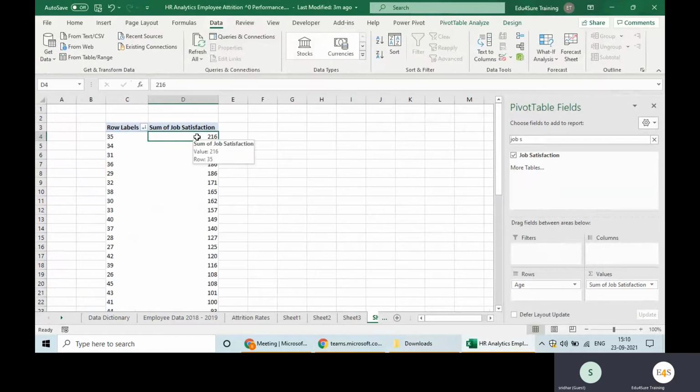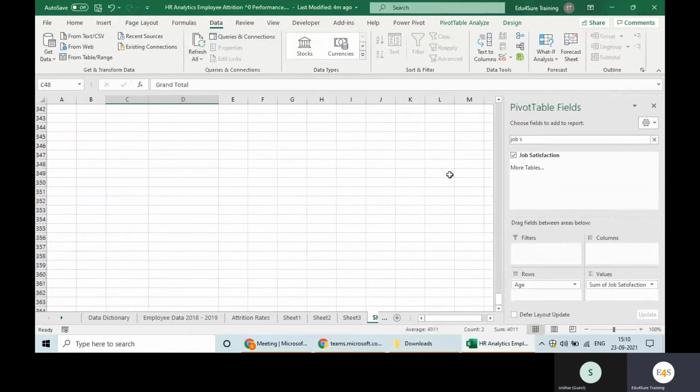So the most satisfied people are at 35. Again, this point is backed up by the previous analysis. This was the age group which was most efficient and most satisfied also. Kind of the same, 29 to 35. Can you see? Correct. And how to show it using a chart?